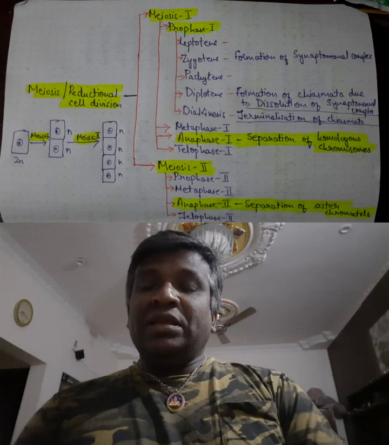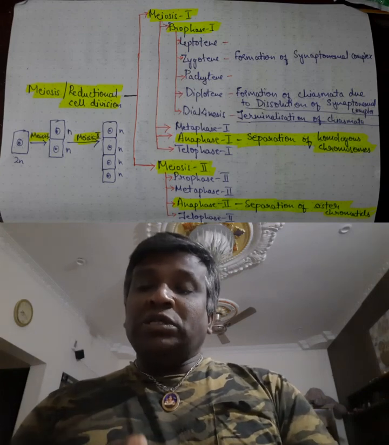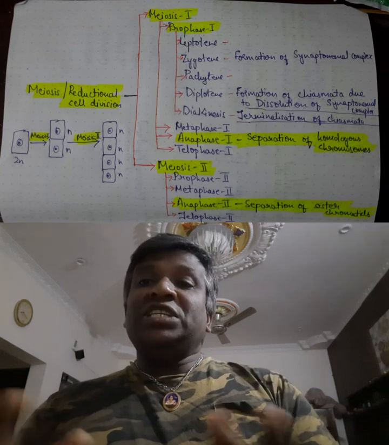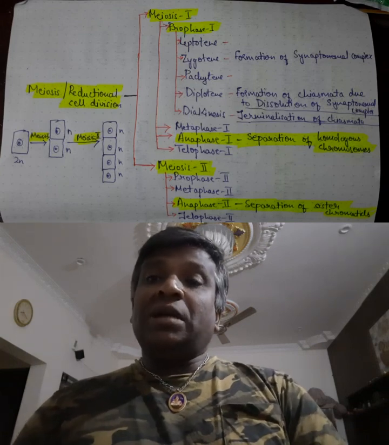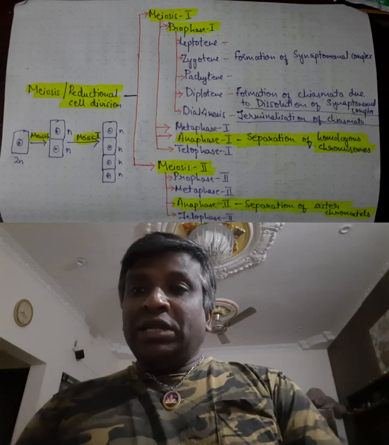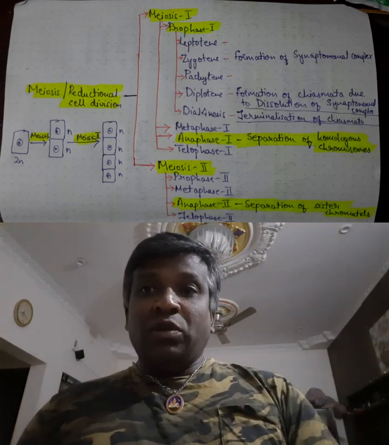In pachytene, you find that there is a crossing over of non-sister chromatids, and there is an exchange of genes. Genetic recombination is completed during the pachytene stage. The zygotene stage we have already discussed.